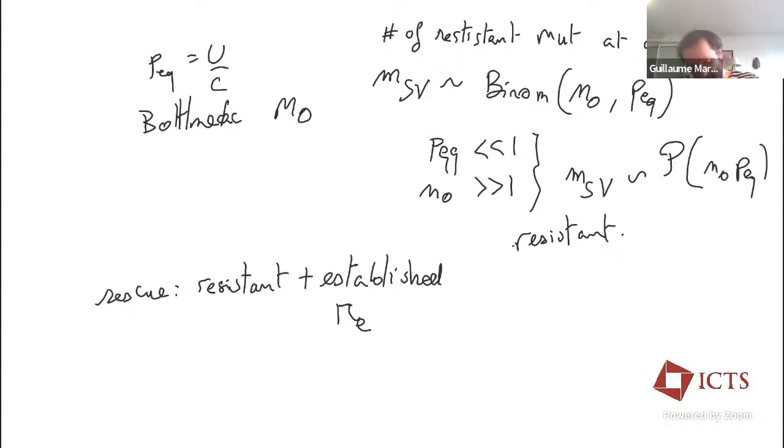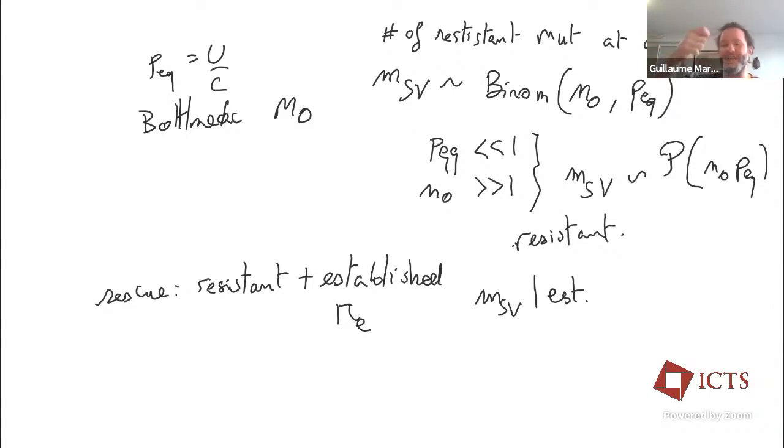Rescue is going to be the number of standing variant resistance conditional on establishing. And there we use a last property that I didn't have time to tell you about, the Poisson process, which is that when you condition your Poisson process on some Bernoulli thing, happen or not, some color, you still have a Poisson process, but the rate is multiplied by the probability of this success. This is also true in the binomial, actually.